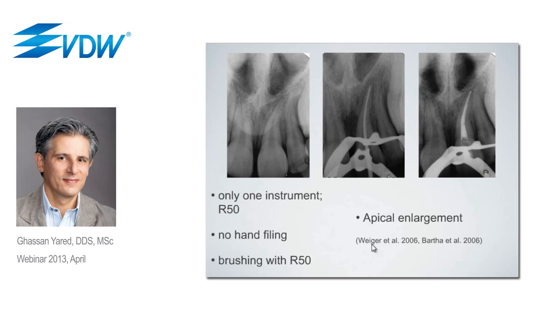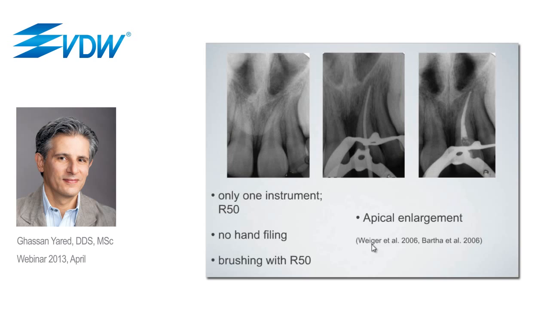1, 2, 3, take it out, irrigation, patency. 1, 2, 3, take it out, irrigation, patency. Once the R50 is at the estimated length minus 4 or 5 millimeters, a working length will be determined. And we know in this case that the instrument will go straight because initially the number 30 hand file went straight. Just check the length and then we continue with the R50.